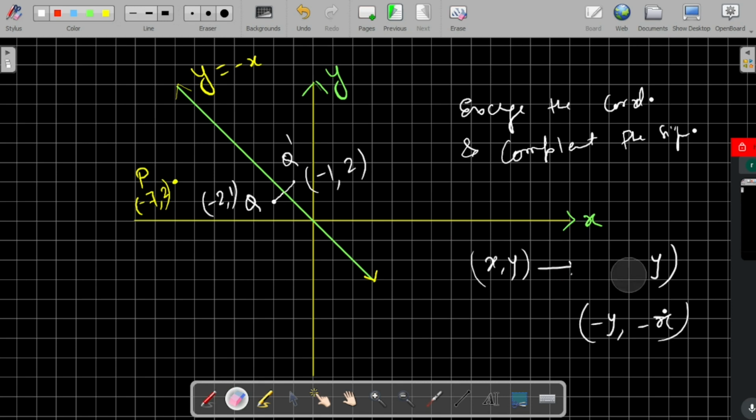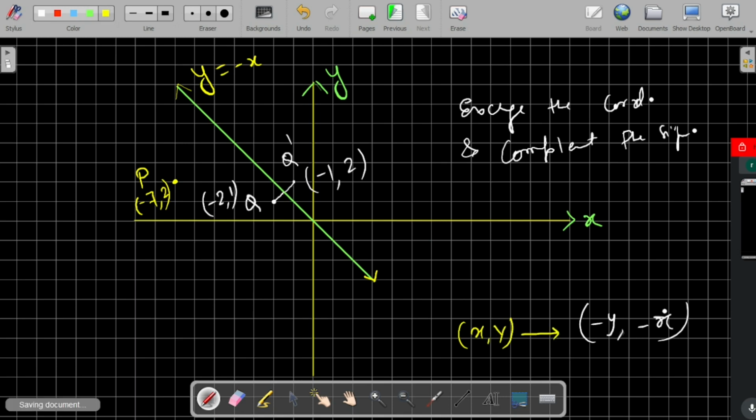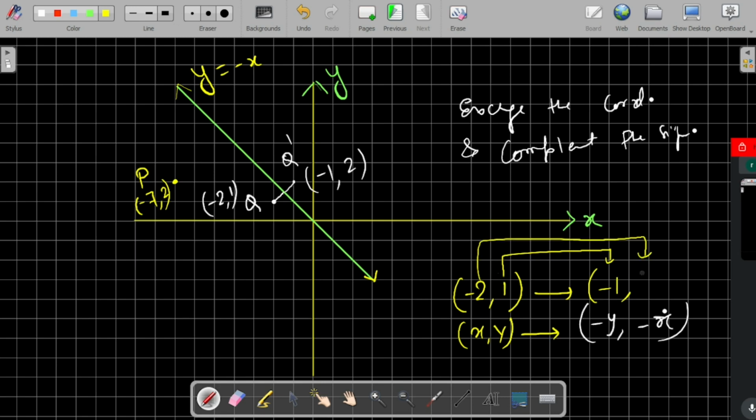See the conclusion. What is the meaning of this? If your point has coordinates x, y, its image will have minus y and minus x. In my question it was minus 2 comma 1. So now 1 gets minus of 1, and minus 2 becomes 2. Is it okay? Yes sir. Please note it down.